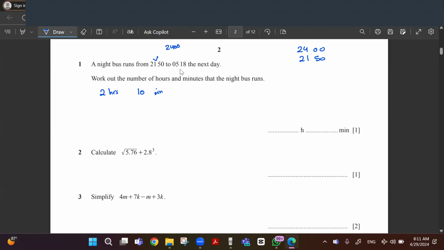Then from midnight to this, I'm going to take it as it is: 5 hours and 18 minutes. Then add them all. It will be 7 hours and 28 minutes. So the final answer will be 7 hours and 28 minutes. You got it, all of you?